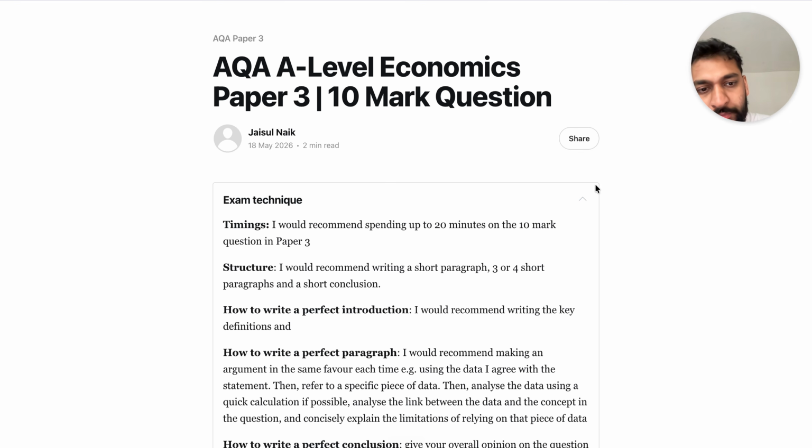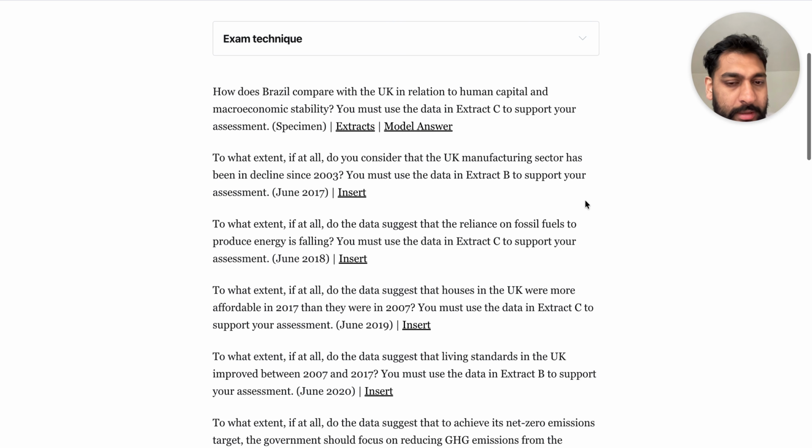So the 10-mark question, what is it? It's a data response question. It gives a question or a statement. So it says, do you consider that the UK manufacturing sector has been declining? And it asks you to either agree or disagree by using the data. Another one says, do we think that reliance on fossil fuels is falling? And we either agree or disagree using the data.